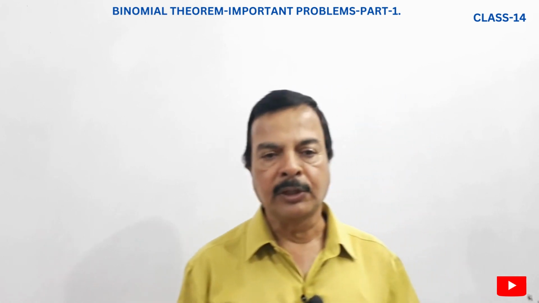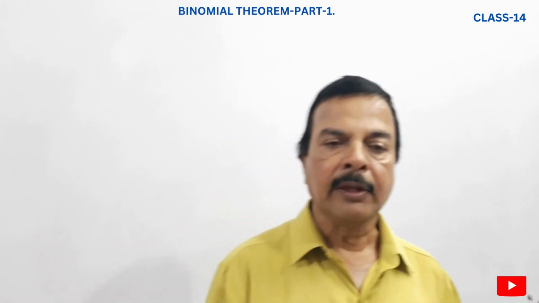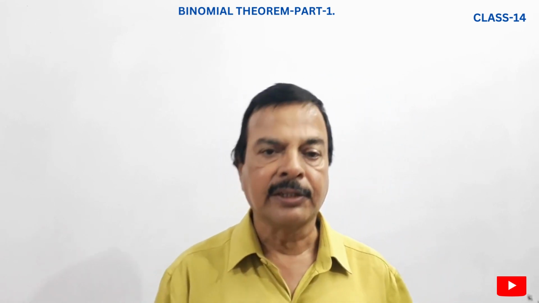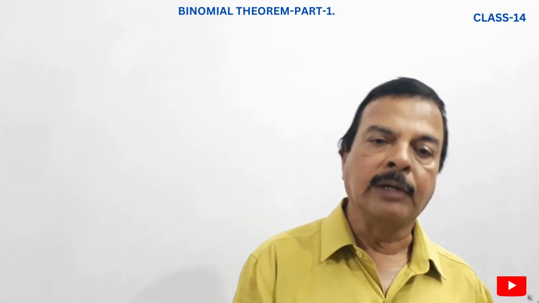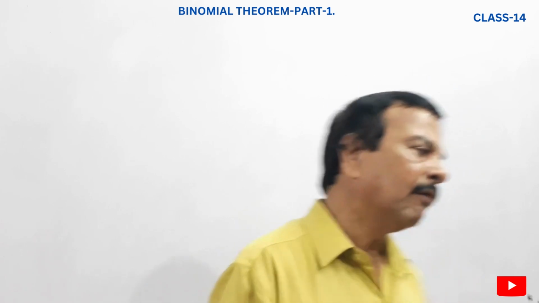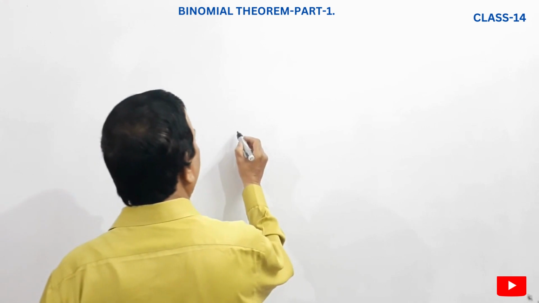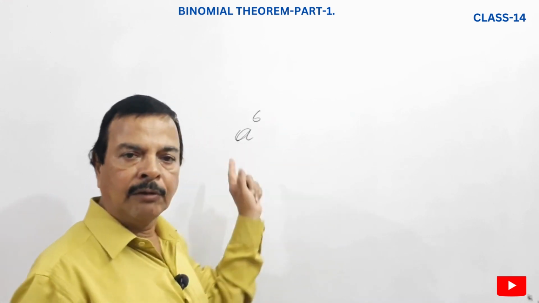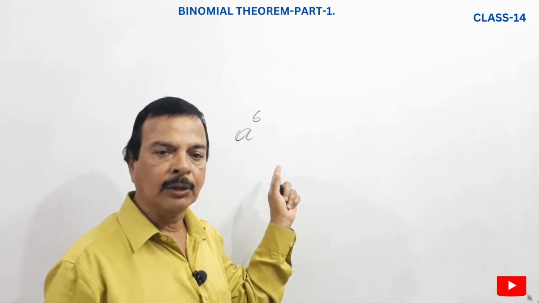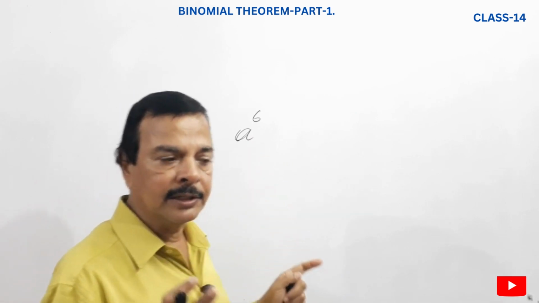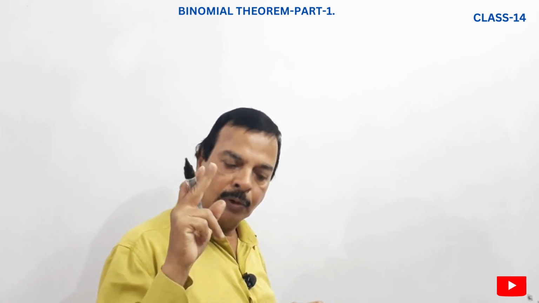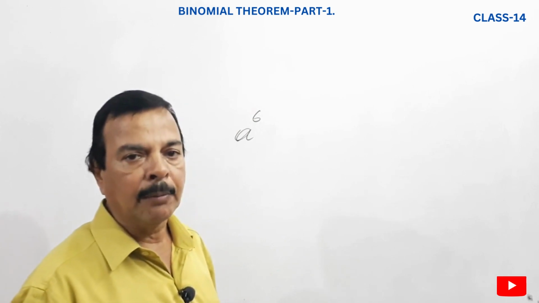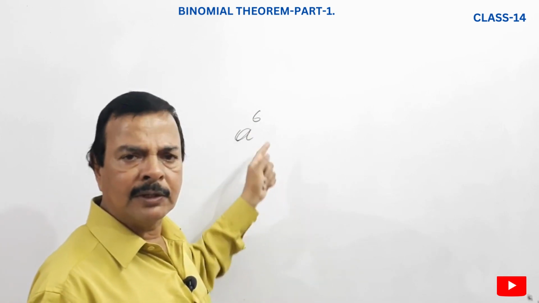So today I am going to teach you what is a binomial theorem. A polynomial of the sum or difference of the two terms is called a binomial. For instance, supposing I take a to the power of 6, can we call this a binomial? No, it cannot be, because as the definition says, a polynomial of the sum or difference of two terms is called a binomial. So a to the power of 6 is not a binomial.